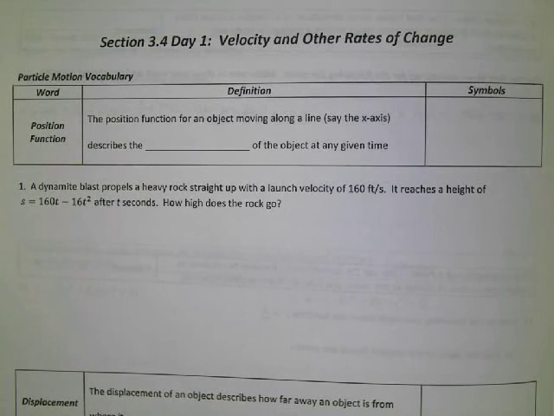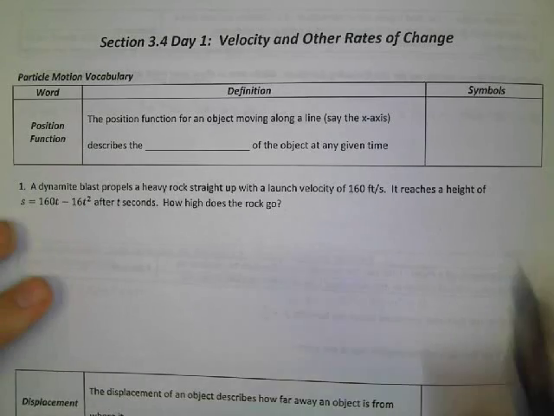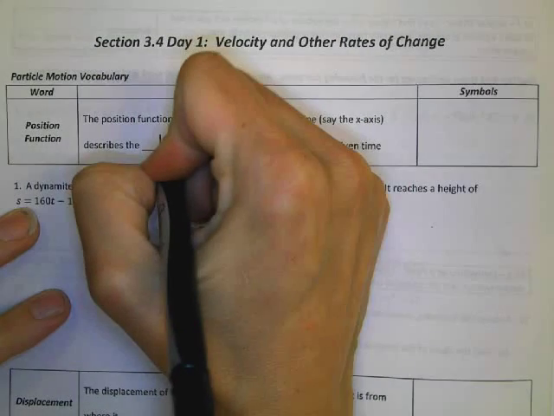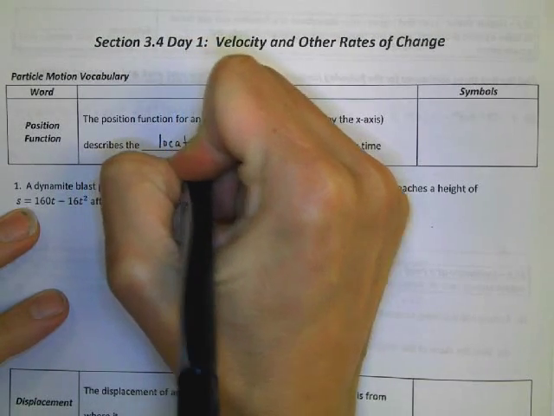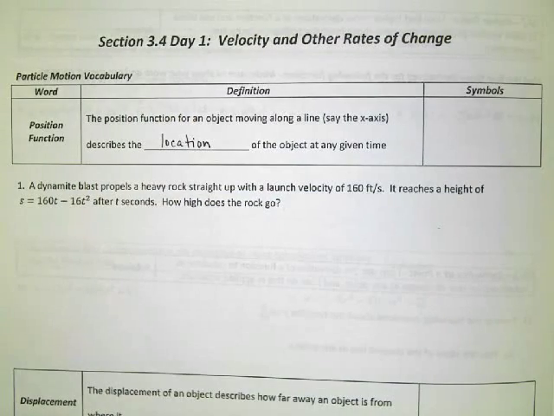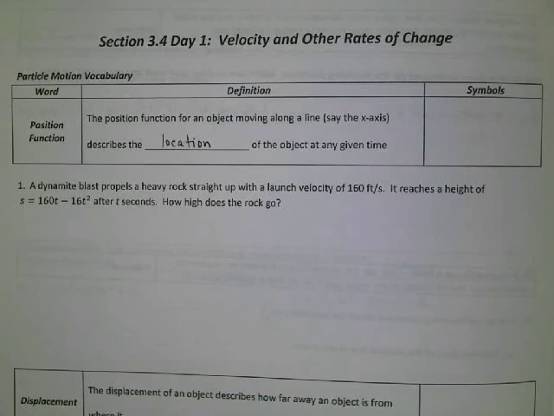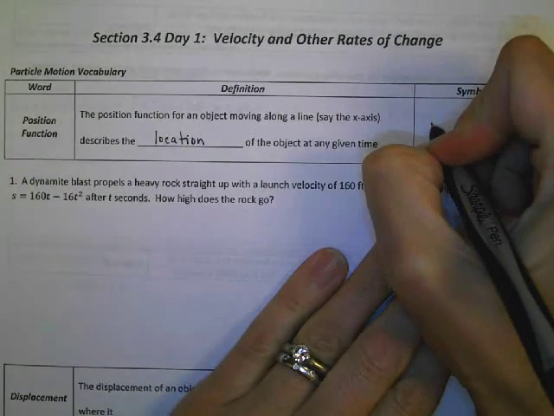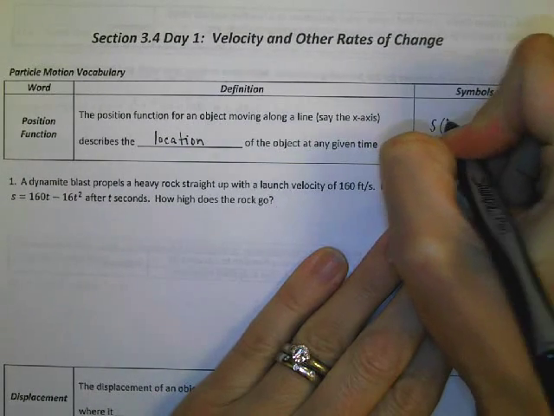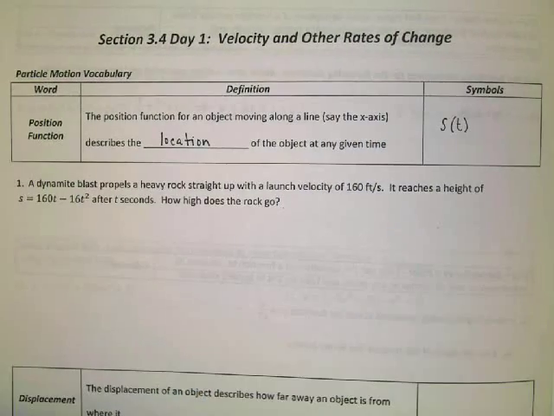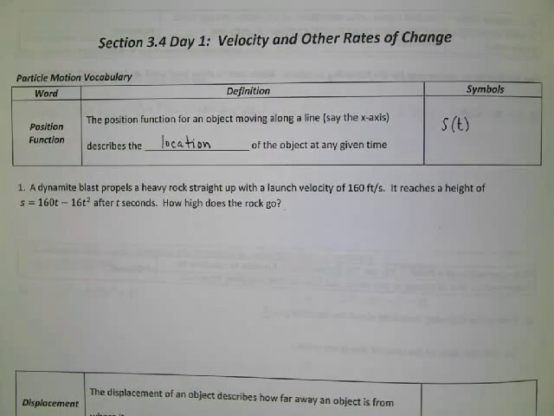Right? And the position function for an object moving along a line describes the location of the object at any given time. So it's doing just what it sounds like. It's telling us where that object is positioned or located. And for symbols, a lot of times you'll see this function denoted by s, or we'll call it s of t. So that position is a function of the time t.